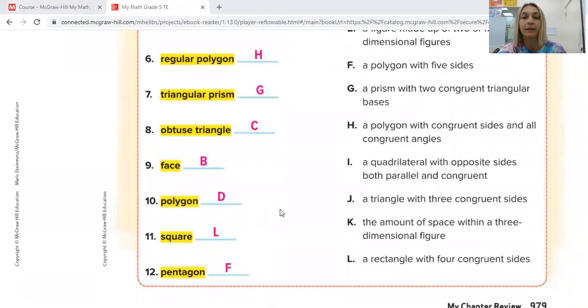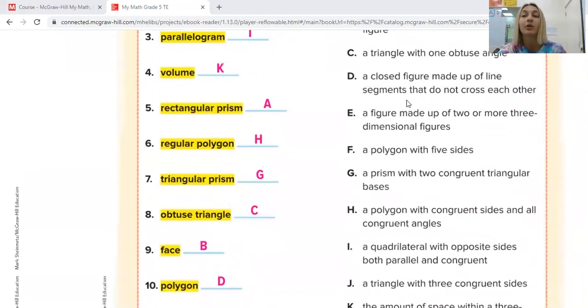Number 10, a polygon. Scroll to D. A closed figure made up of line segments that do not cross each other. So, like I said earlier, polygon is a fancier word for shape, but there are some rules that it has to follow for it to be a polygon. Closed figure means it can't be open like this. This is not a polygon. Those are just some lines. So it has to be closed, and the lines cannot cross each other. If they cross each other, it's also not a polygon.